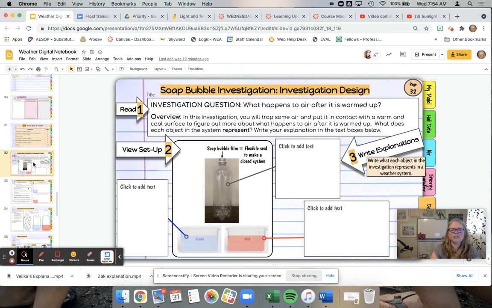All right, so page 32, I would like you to read our investigation question: what happens to air after it is warmed up? In this investigation, you will trap some air and put it in contact with a warm and cool surface to figure out more about what happens to air after it is warmed up. What does each object in the system, down here, represent? Write your explanation in the text boxes below. Okay, so we're going to have some cold water, hot water, and then this bottle that's got a sealed top. It will be sealed with a flexible seal of soap.